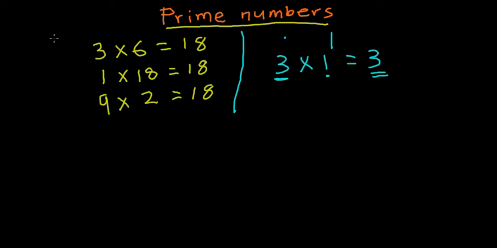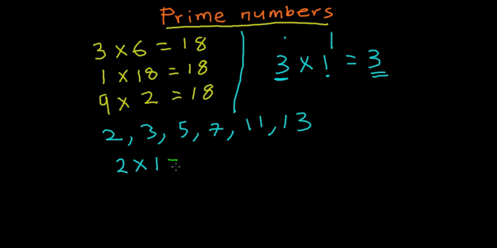Okay, there are other prime numbers, but the first 6 prime numbers that we have are 2, 3, 5, 7, 11, and 13. So all these prime numbers can only be multiplied by 1 to get their result.